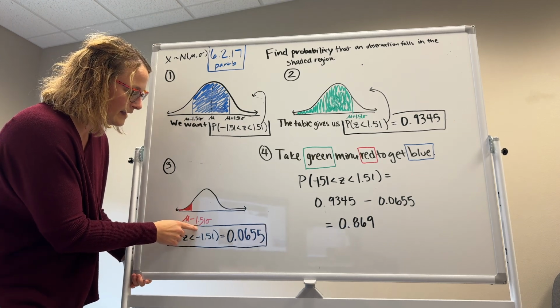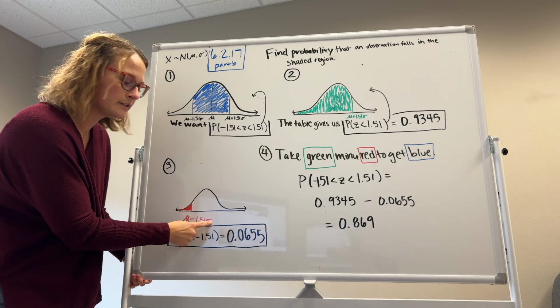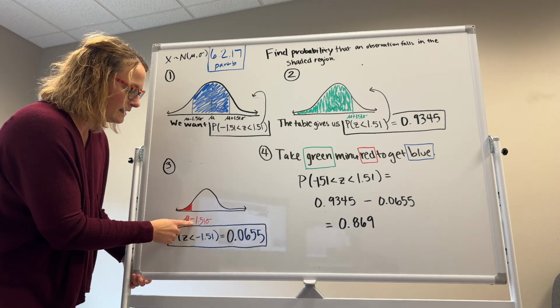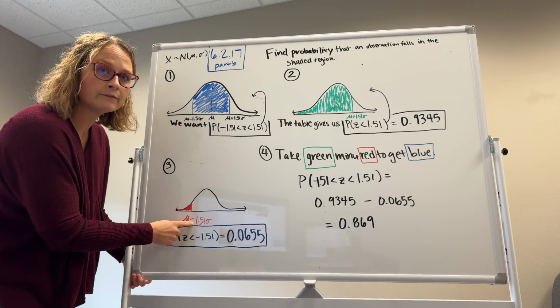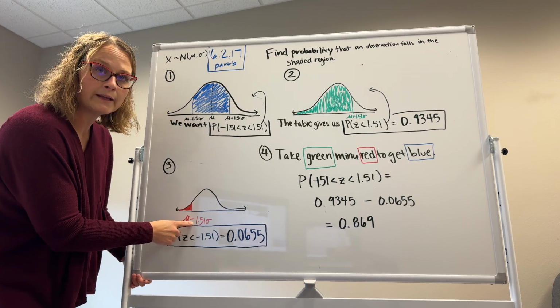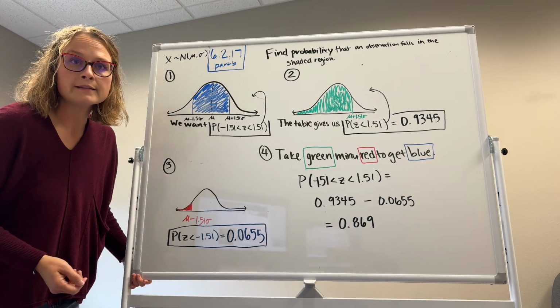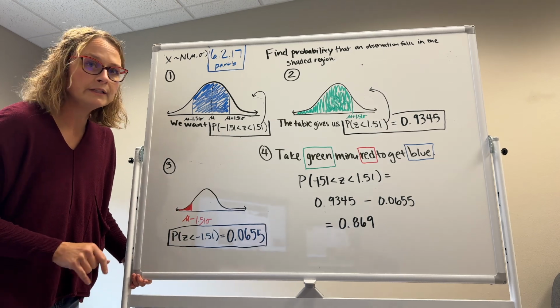So that's our green portion, and now we're going to subtract this red portion here, where we have the mean minus 1.51 times the standard deviation. So this is negative 1 and 51/100ths away from the mean, or another way of saying that is just that our z-score is negative 1.51.